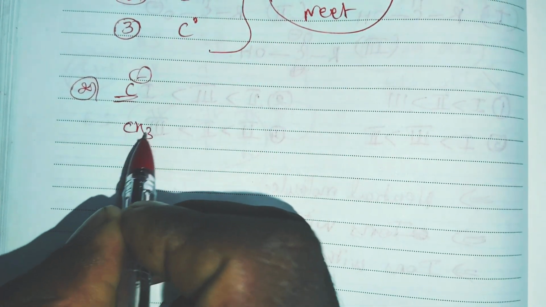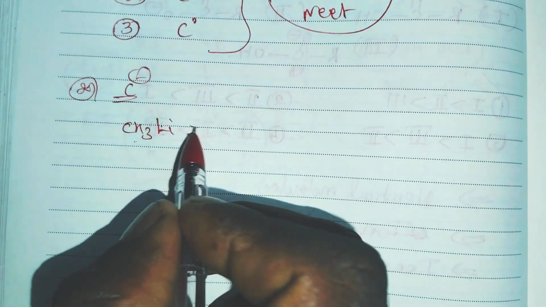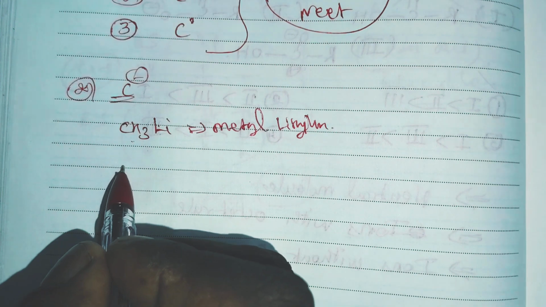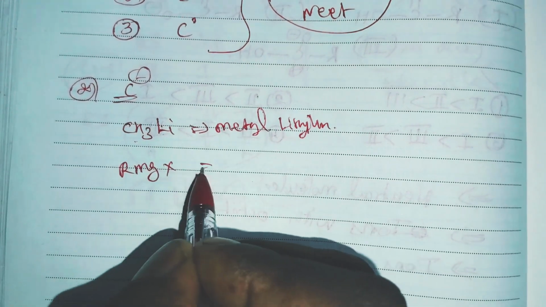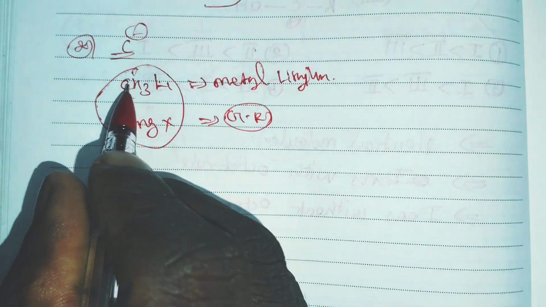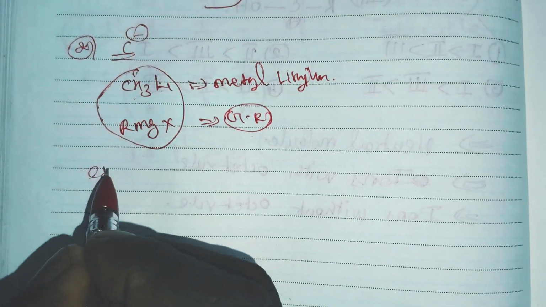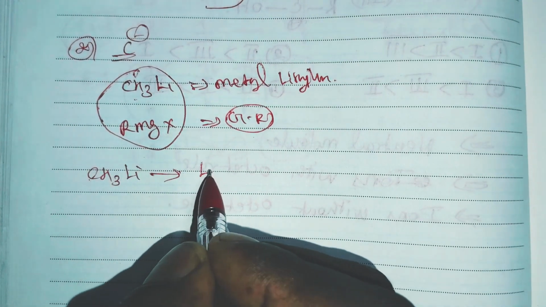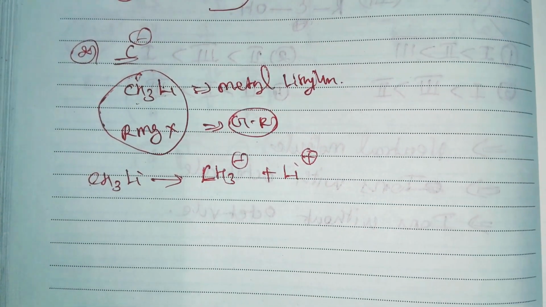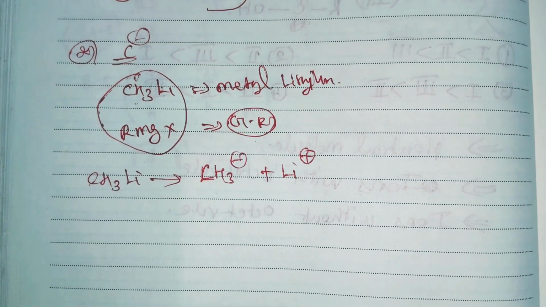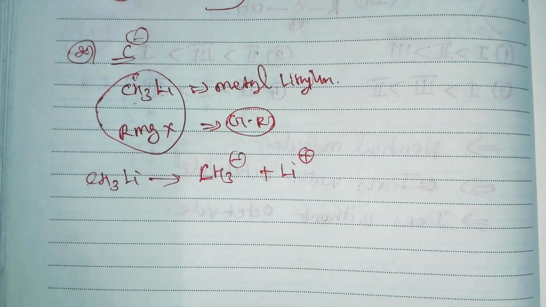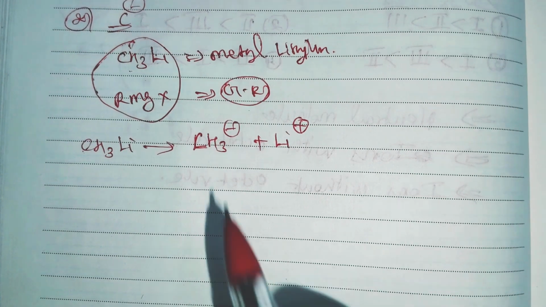For example, CH3Li is methyl lithium, and RMgX is a Grignard reagent. Here the carbon-containing hydrocarbon part takes the negative charge. For example, CH3Li separates into CH3 minus and Li plus, because the metal is highly electropositive. Whenever the metal carries a positive charge, the remaining part of the molecule becomes negatively charged.